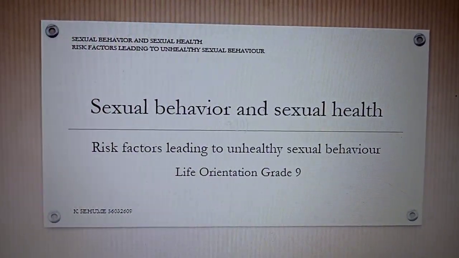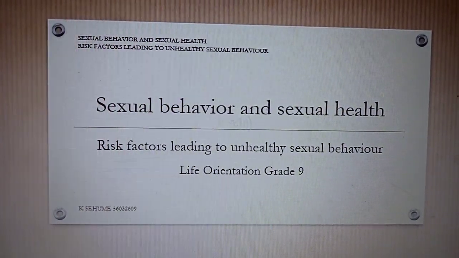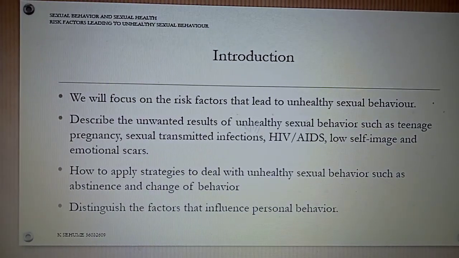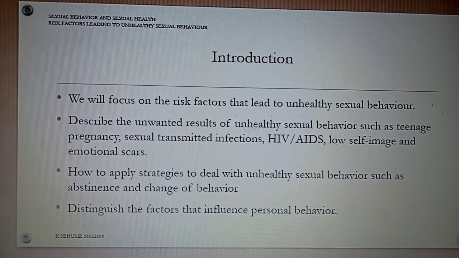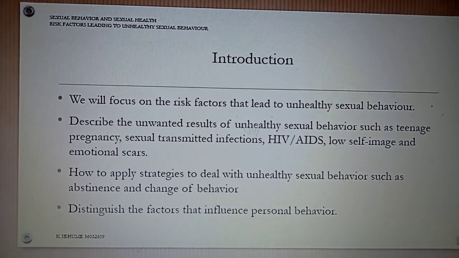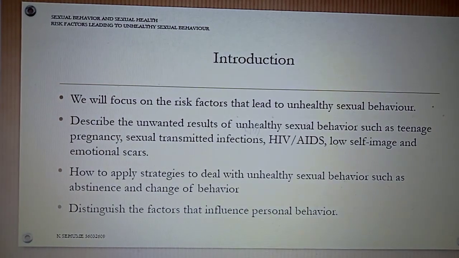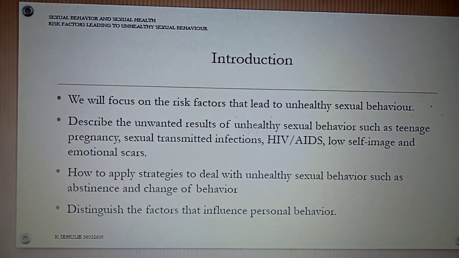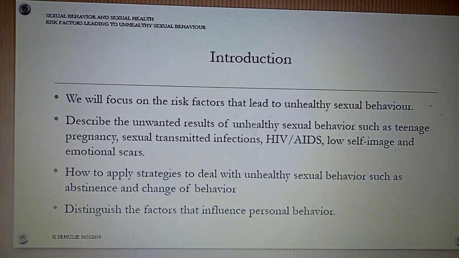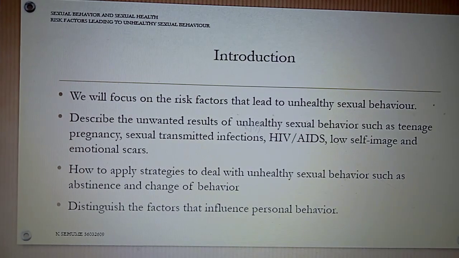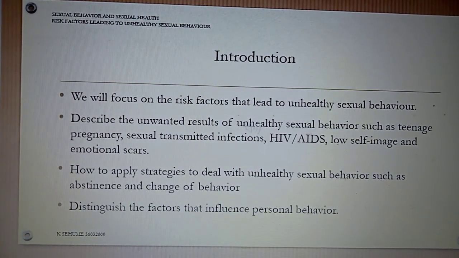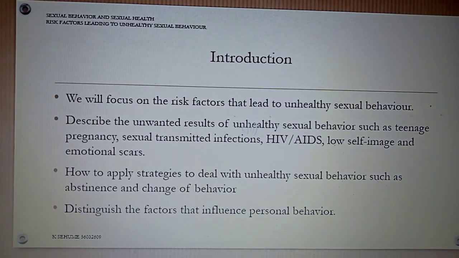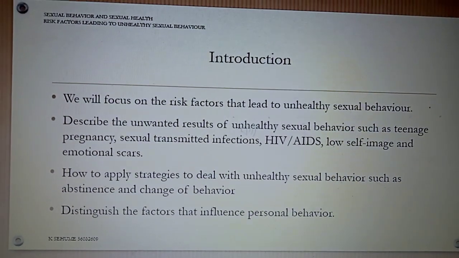Grade 9, today we'll be talking about the risk factors leading to unhealthy sexual behavior. We will focus on the risk factors that lead to unhealthy sexual behavior, describe the unwanted results of unhealthy sexual behavior, such as teenage pregnancy, sexually transmitted infections, HIV and AIDS, low self-image, and emotional scars. How to apply strategies to deal with unhealthy sexual behavior, such as abstinence and change of behavior. We will also distinguish the factors that influence behavior.